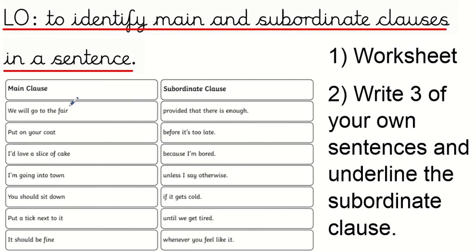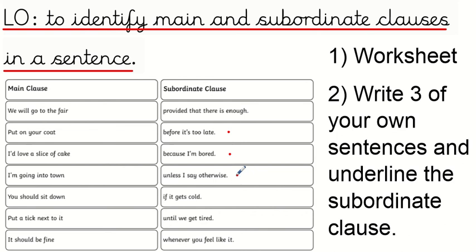We will go to the fair. Let's have a look. Is there a subordinate clause that matches? We will go to the fair provided that there is enough. No, that doesn't make sense. Enough what? We will go to the fair before it is too late. It could be that one. We will go to the fair because I'm bored. Could definitely be that one. We will go to the fair unless I say otherwise.